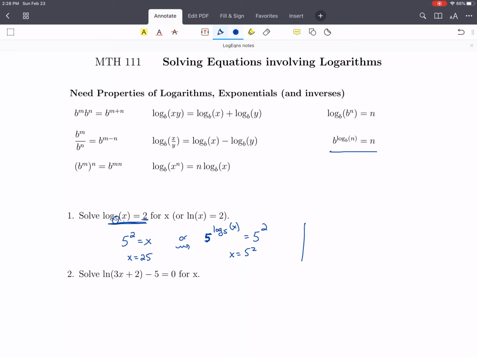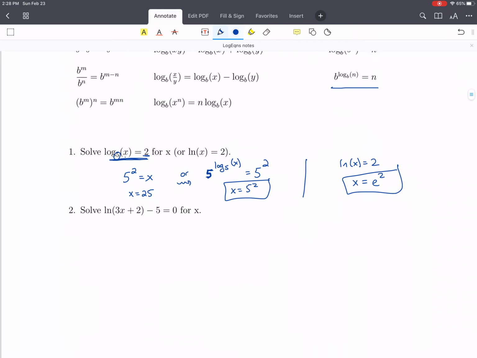So similar thing, if I have natural log of x equals 2, I need to remember that natural log of x is log base e. So that means if my exponent is 2 on e, then x is e squared. And that's some number that I can use my calculator to find. Those are the very basic equations.